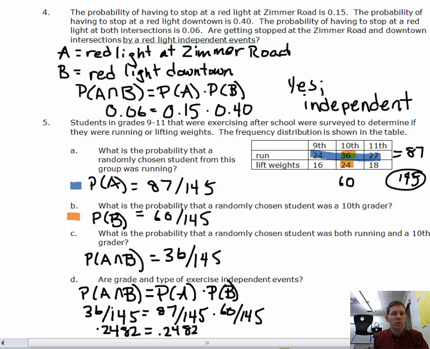These numbers are exactly equal. If you crunch them on your calculators, all the decimals line up. They are exactly equal. Again, close isn't good enough. If this said 0.2481 versus 0.2482, they would not be independent. But if they're exactly, perfectly equal to each other, these are independent events. So we say yes.